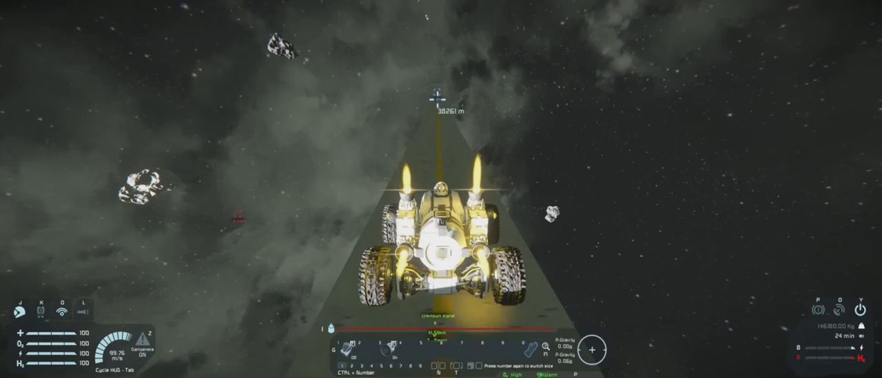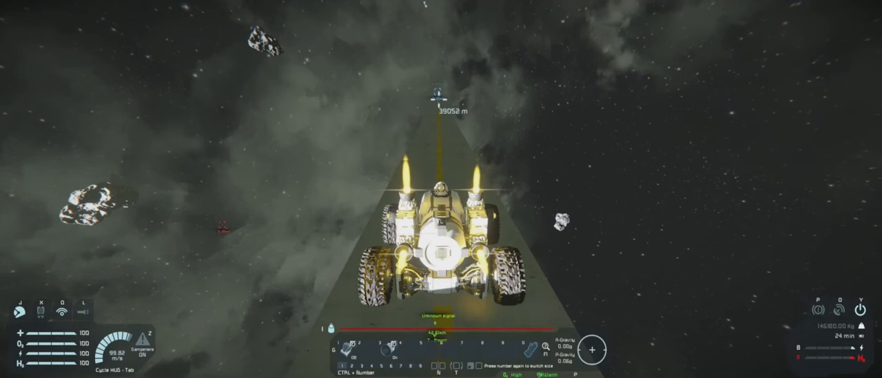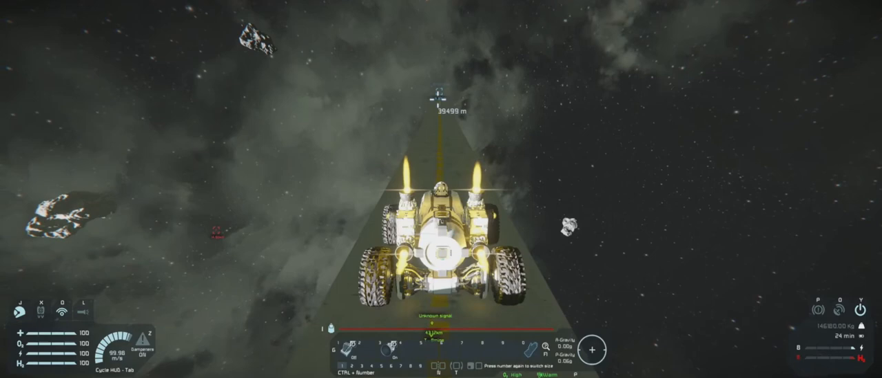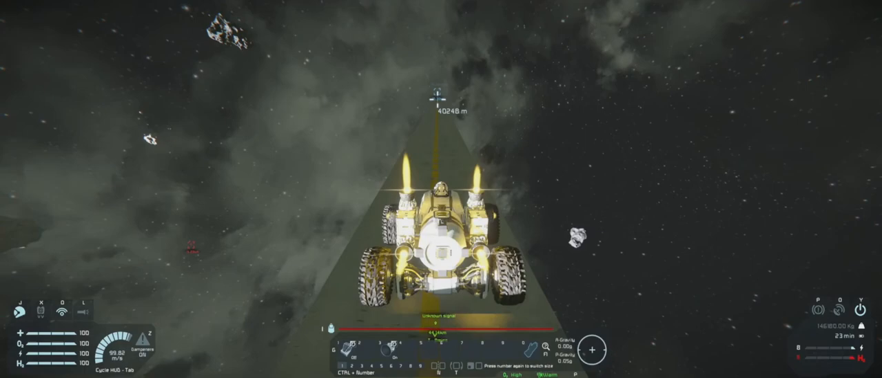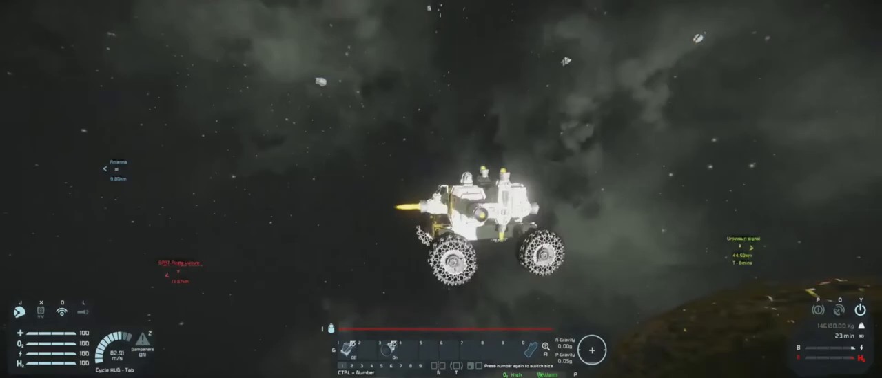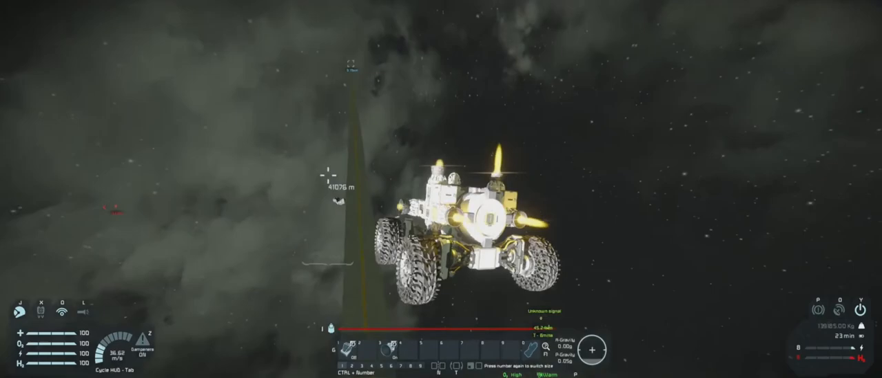We are almost in 0G. Oof, this is a simulator bug. But we did it. We are now in zero G.